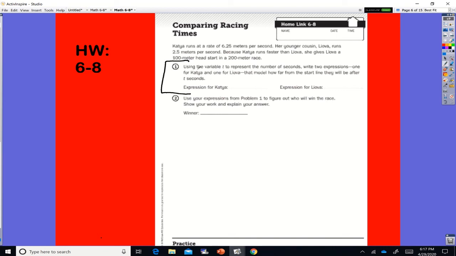Remember that something that students forget here is that Kaida runs faster than Liba. She gives Liba a 100-meter head start. So remember, she's getting a 100-meter head start. So what are you going to have to do? Are you going to have to take away from that 200, add that 200? Okay, think of it that way. Make an expression and then show your work for the winner.